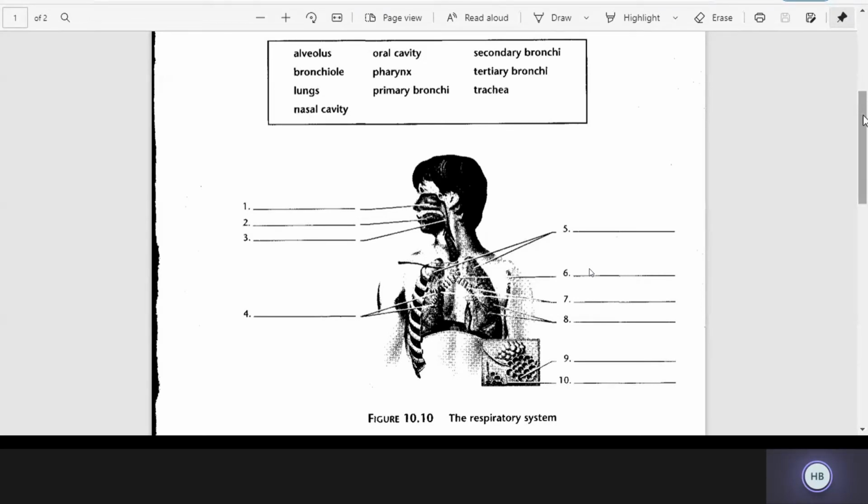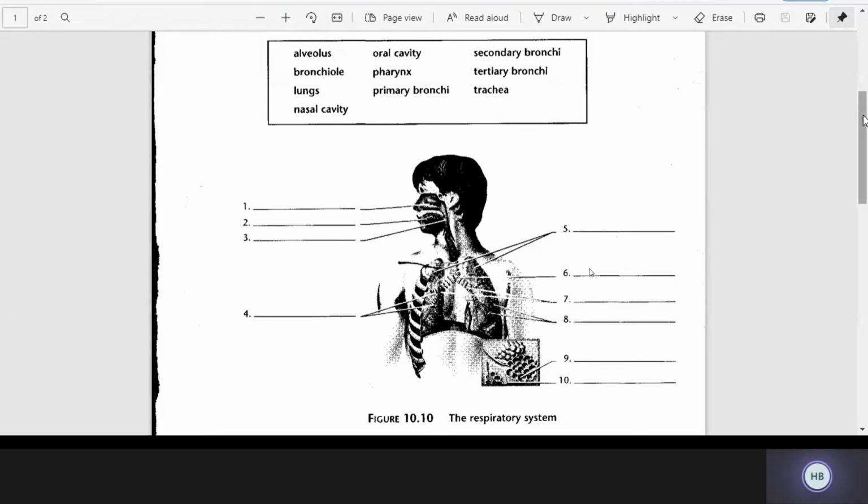Number 5, lungs. Very good. We have the right lung and the left lung. Number 6 is trachea. Yes. Can you say again? Trachea. Number 7 is primary bronchi. Yes, primary bronchi. Good. Number 8 is tertiary bronchi.